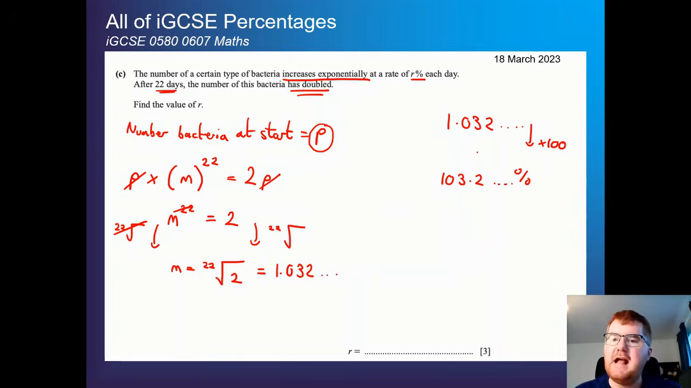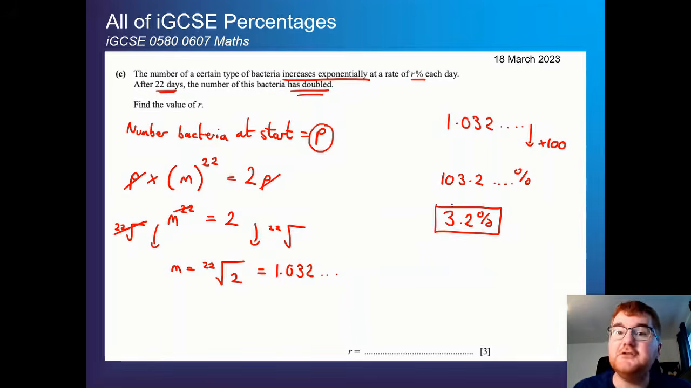And what is the multiplier here? Well, what do we add to 100 to get to 103.2? Well, we have 3.2%. So that is the exponential rate that the bacteria are actually multiplying by each day. So we have to be very careful when we do get our answer here that we convert it back into the percentage increase that we're actually looking for.